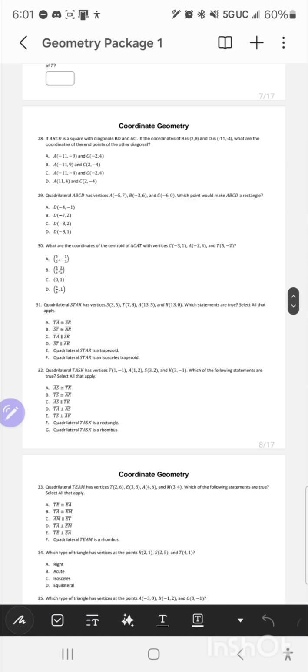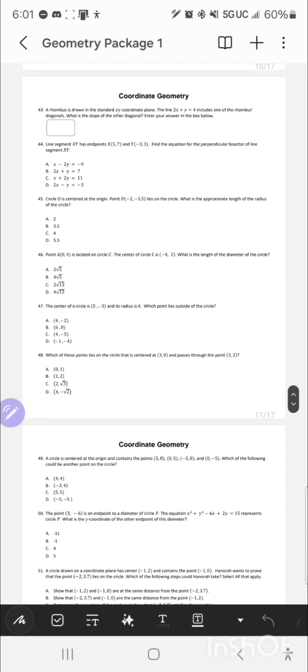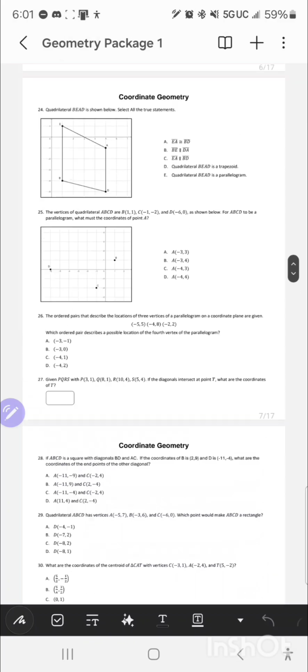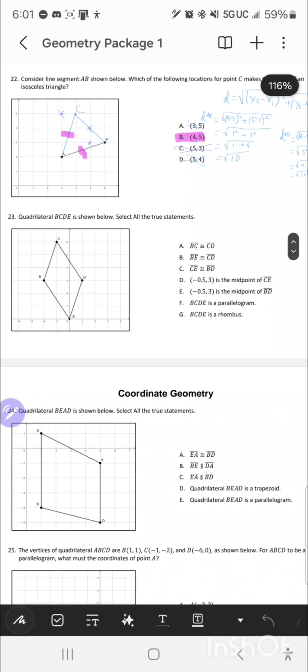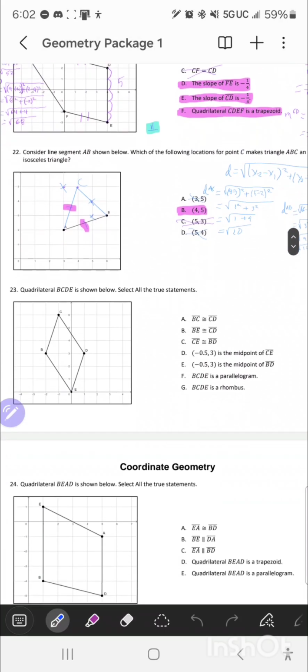So right now, I know this exercise has been a really long one, but as you see, when we get to this multiple choice question, it's going to be a lot easier. So let's just do what we need to do. Continue with question 23. Now, quadrilateral BCDE is shown below. Select all the true statements. This is basically what we have been doing since last week and the week before, I think. So we see that it's a really extensive topic.